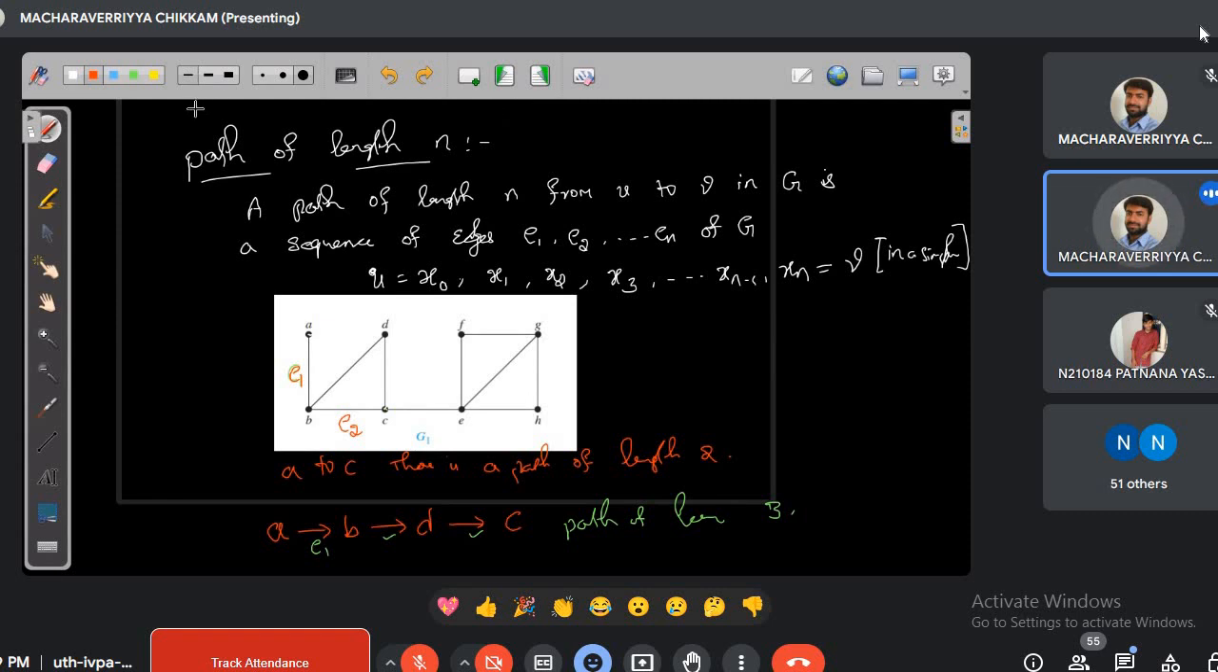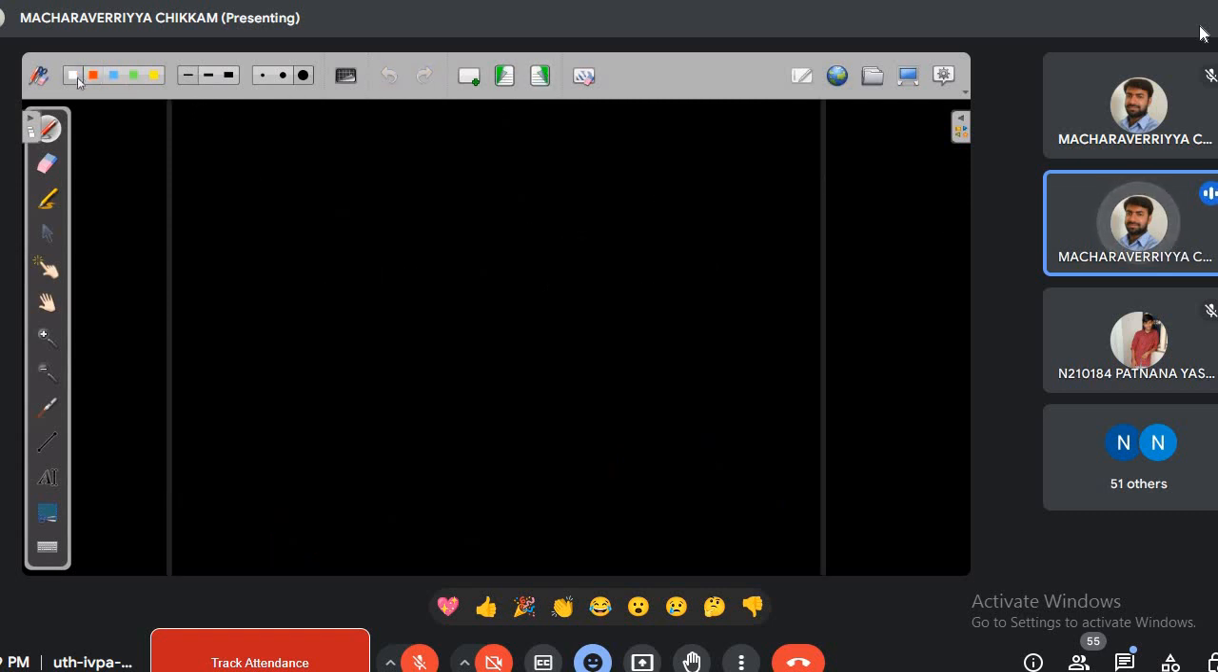Or the same path can be represented in another way also, in terms of an alternating sequence of vertices and edges. For example, you start at x0 and travel along edge 1 and end on x1, and then you travel along edge 2 and come to x2, and then you start at x2, travel on edge 3 and come to x3. Like this we can represent an alternating sequence of vertices and edges. This way also you can represent the path. But the better way is just to represent the edges. That is enough.